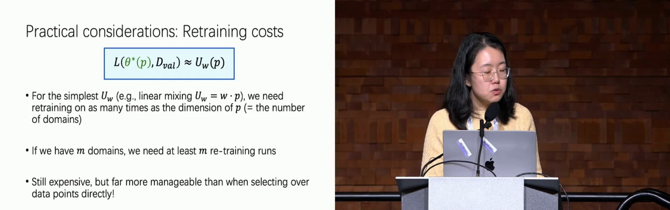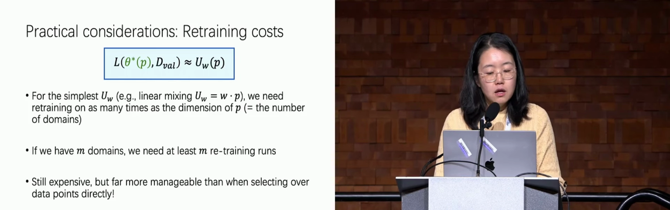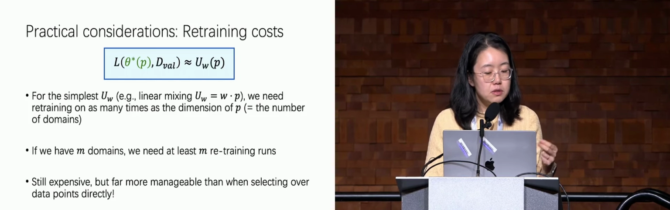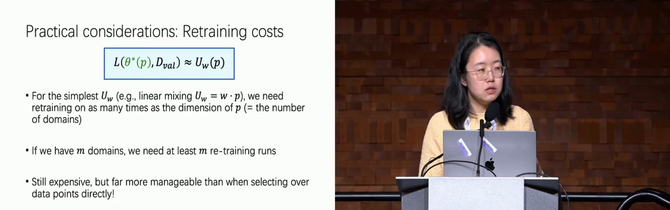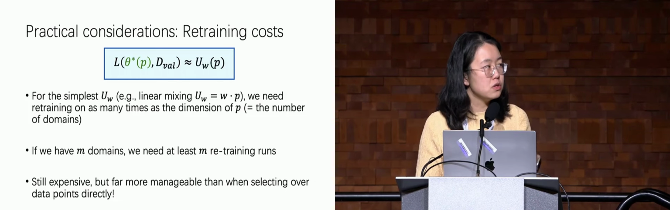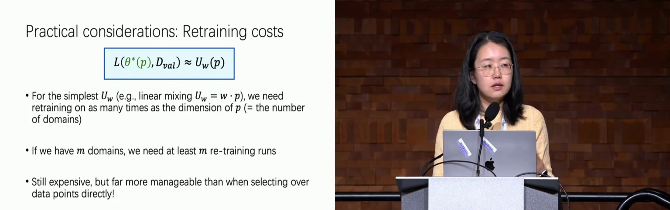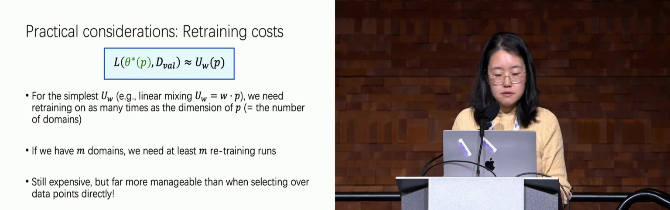Okay, but there is one caveat. The second step here is very expensive, because for each data point that you collect in the second step, you need to retrain the model. You need to retrain the model on a new mixing ratio and calculate the validation loss, and that is very expensive.